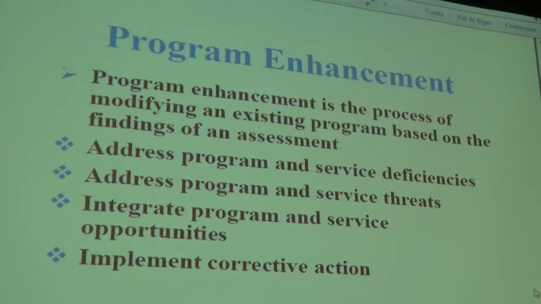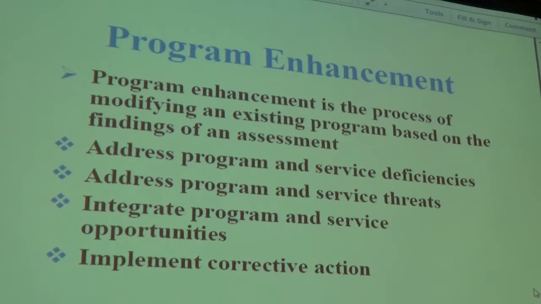There are client-oriented assessments. There are expertise-oriented assessments. So there are multiple ways to assess a program, and based on those multiple ways of assessing a program, the program is then modified based on the findings.